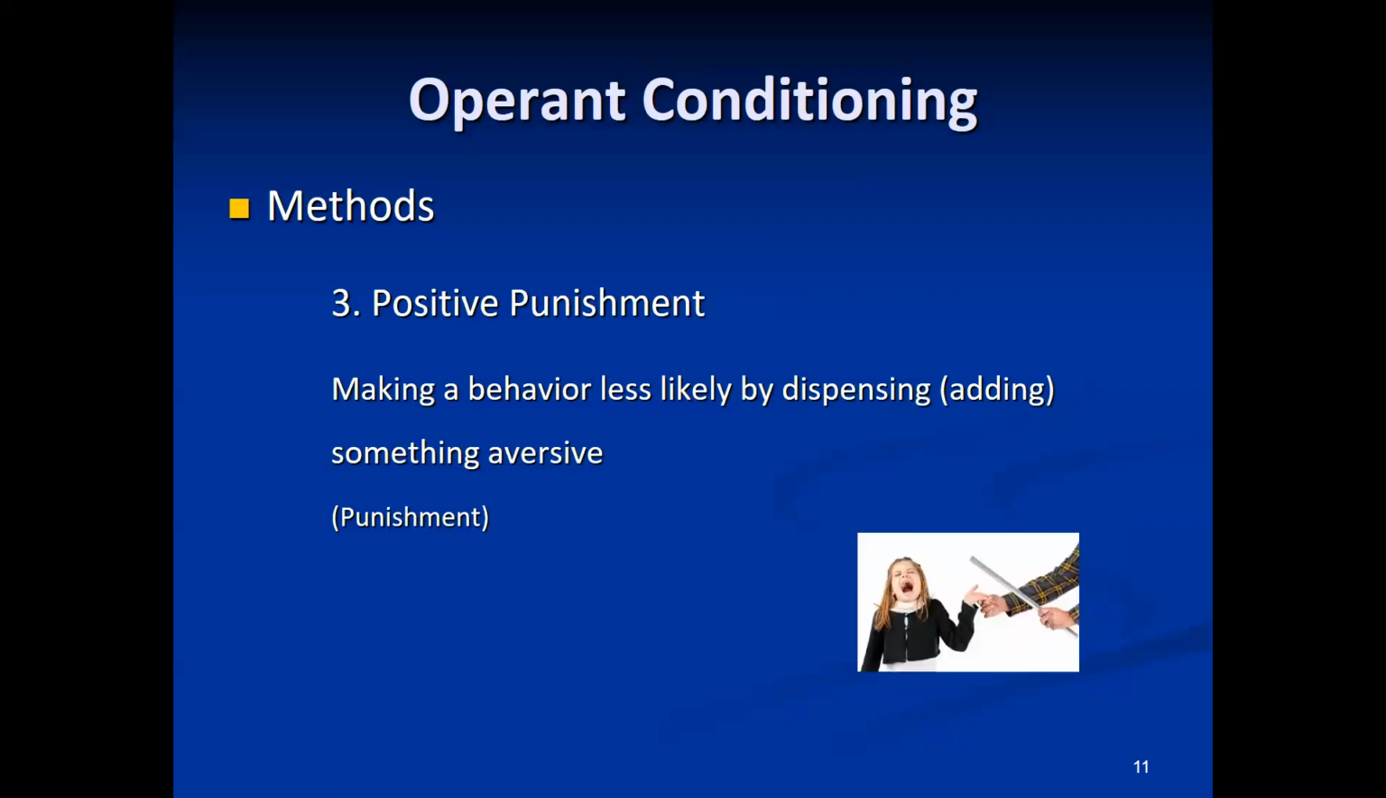With positive punishment, a targeted behavior is made less likely by presenting, adding something aversive. For example, if a girl is spanked for being rude, then this would make it less likely that she would be rude in the future.